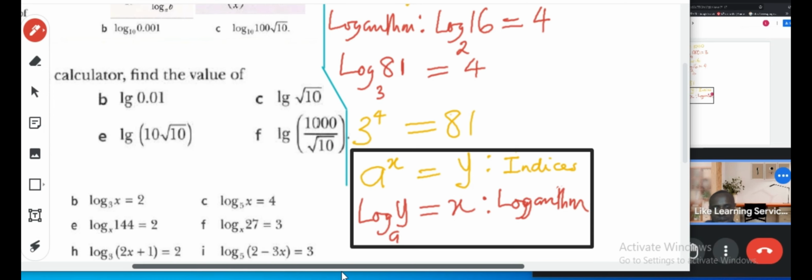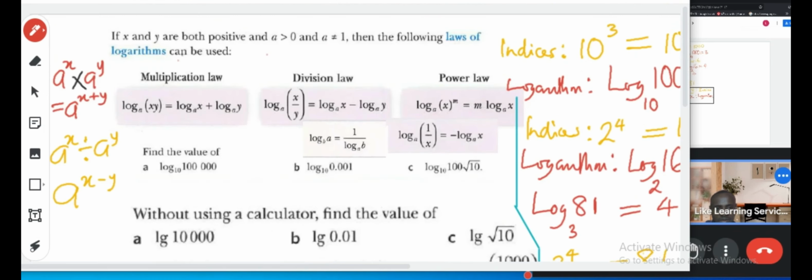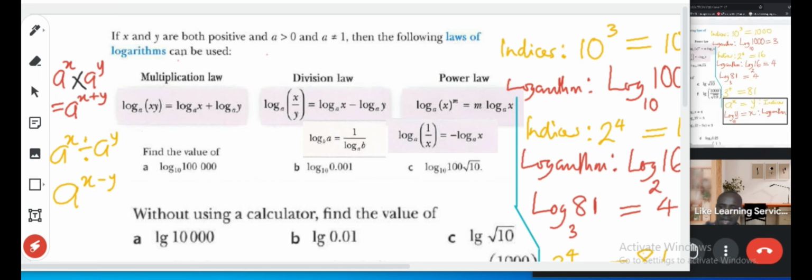All right, so back to the laws. Go back to the left-hand side. Scroll to the left-hand side again. Are you seeing it clearly? This left-hand side: a raised to the power x times a raised to the power y in indices gives a raised to the power x plus y in indices.